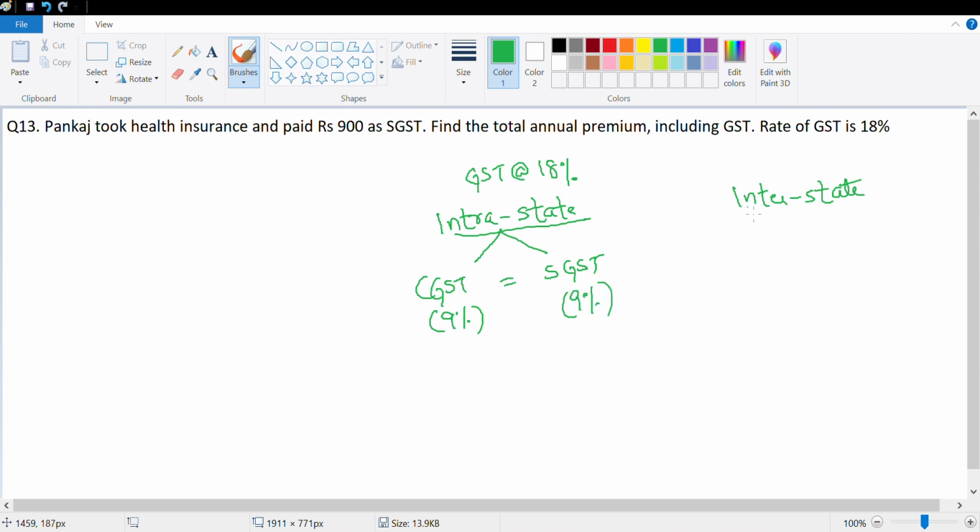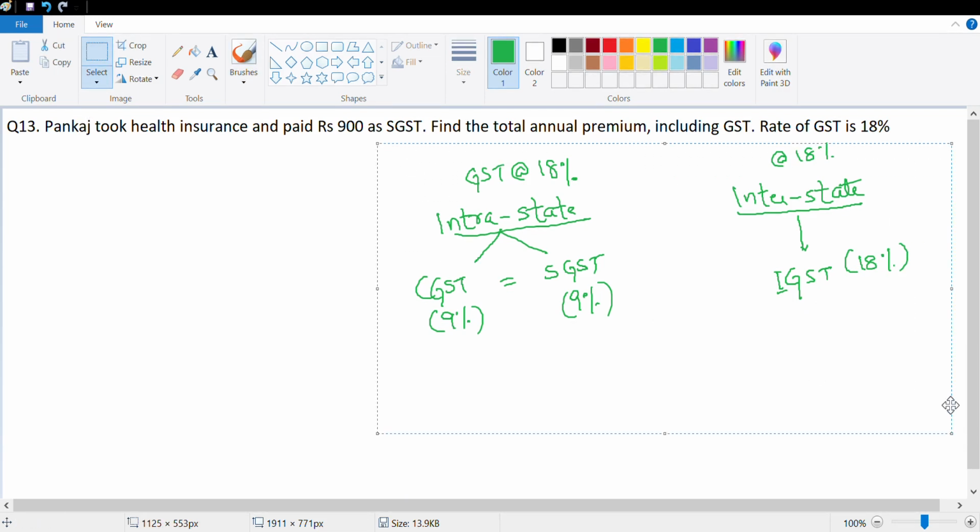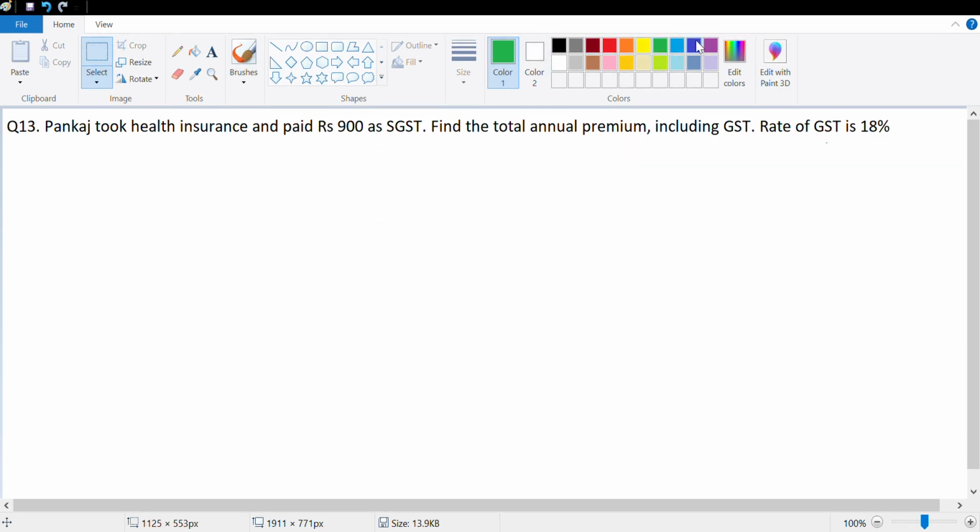In case of interstate, which means the transaction is happening from one state to another, there is a consolidated GST which is known as integrated GST. If the rate is 18%, then we'll calculate IGST as 18% directly. That's the basic concept that we've learned in this exercise. Let's look at the remaining couple of questions from this exercise.